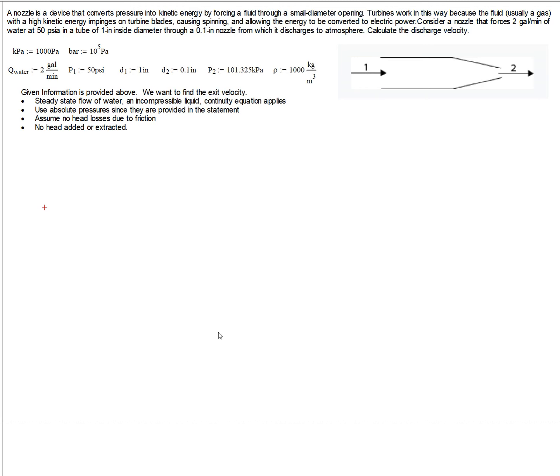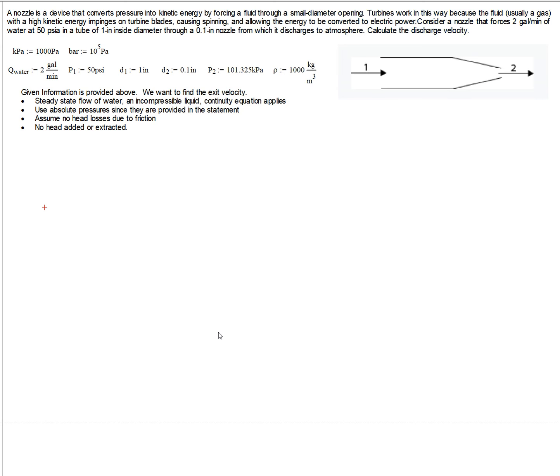A nozzle is a device that converts pressure into kinetic energy by forcing fluid through a smaller diameter opening. Turbines work this way because the fluid, which is usually gas, with a high kinetic energy impinges on the turbine blades, which causes them to spin and allows the energy to be converted into electrical power.